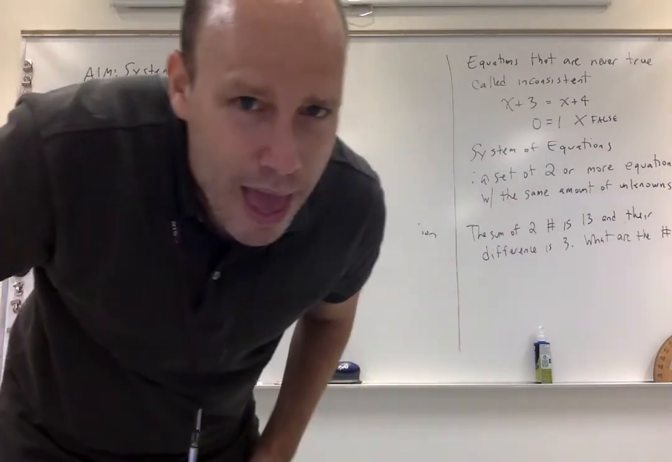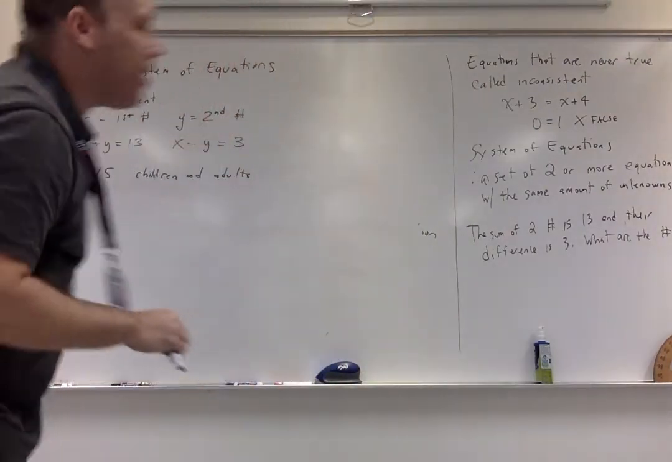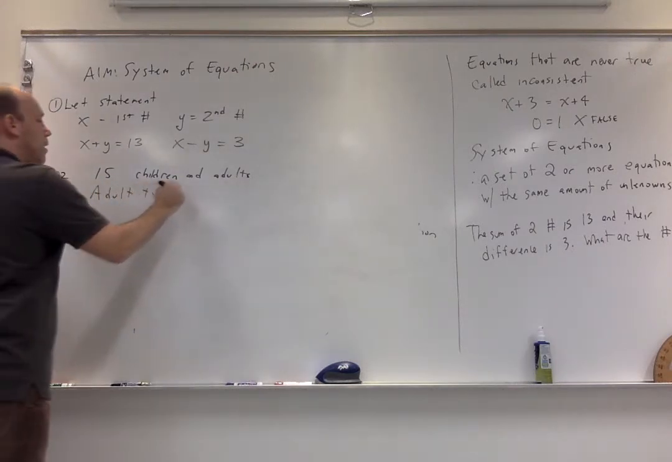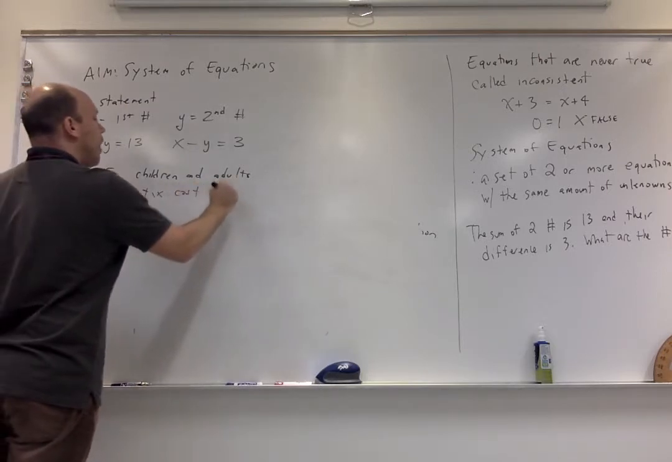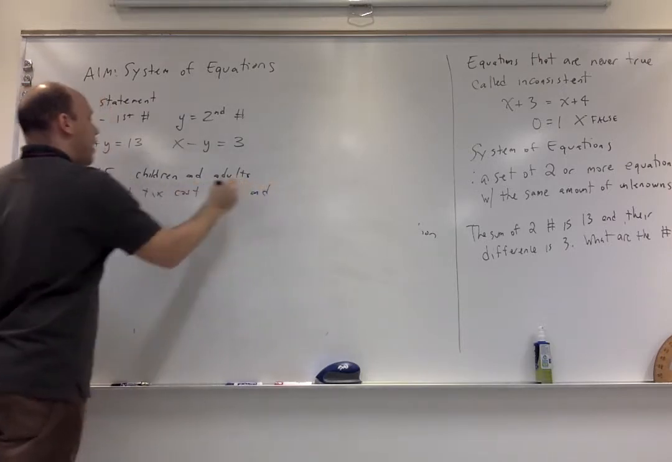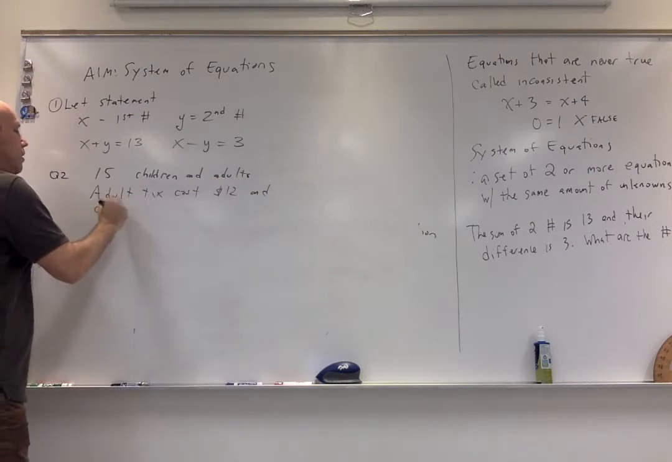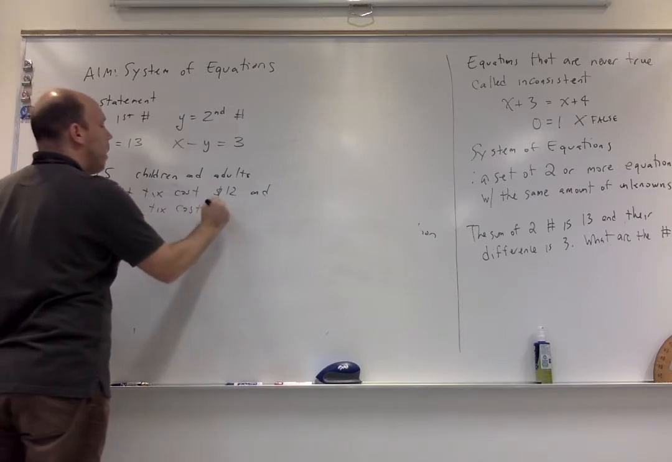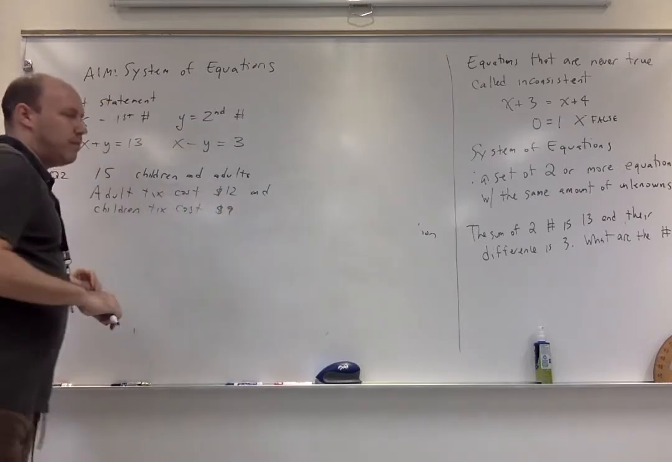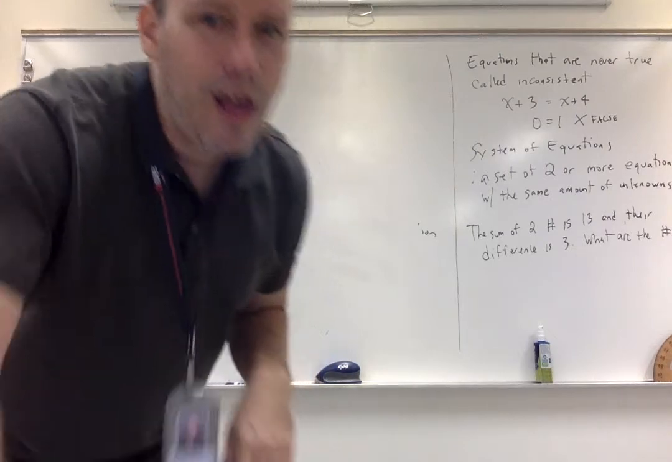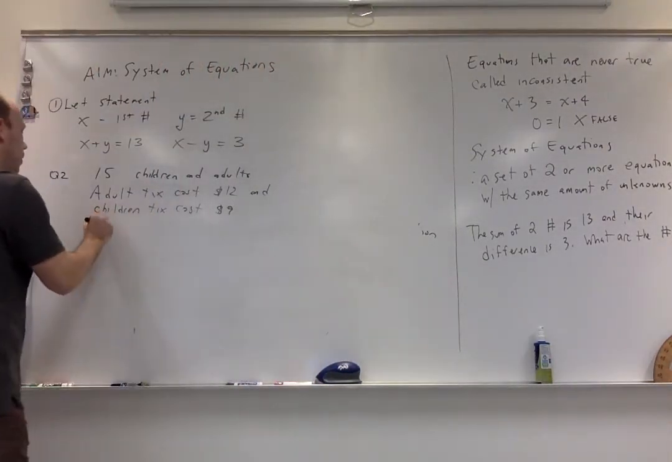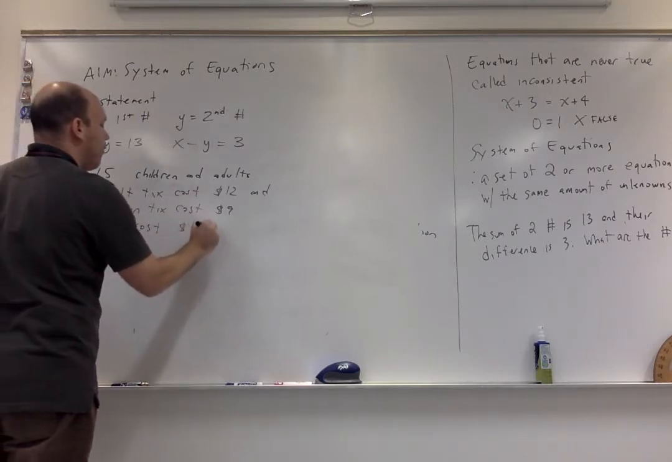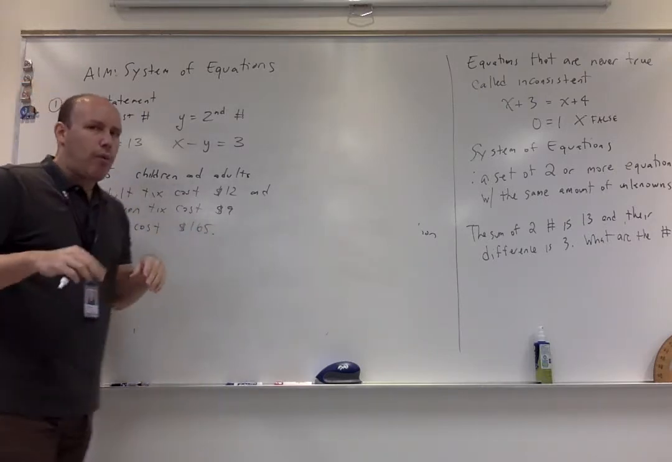Okay. And let's see, adult tickets cost $12, and children's tickets cost $9. And finally, the total cost is $165. Okay, so how are we going to write a system?